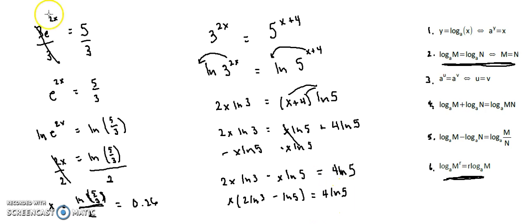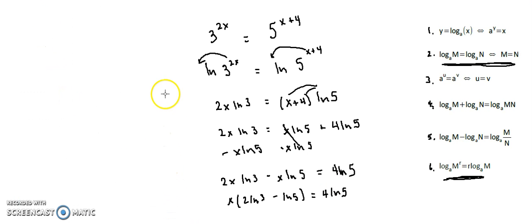I'm running out of space here, so let me come over to the left with this. I'm going to just rewrite what we have right there. We've got x times (2 ln 3 minus ln 5) equals 4 ln 5. This is where we are so far. So we factor that x out. That's how you isolate the x when you can't combine terms.